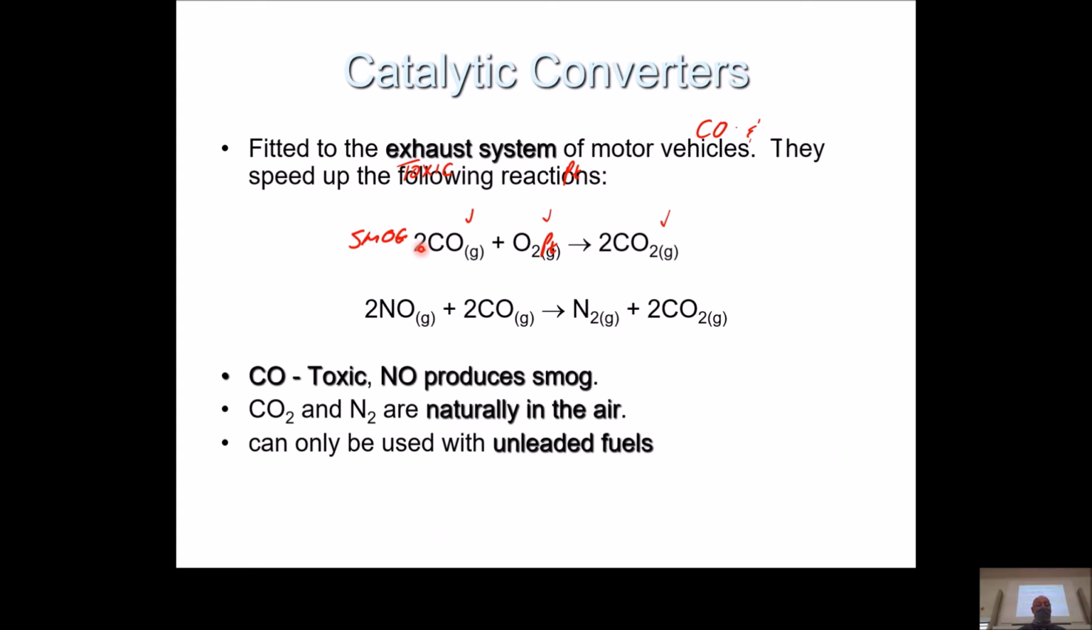Okay? So what they do in the exhaust system, it gets the carbon monoxide to react with oxygen to make carbon dioxide, which I know is a greenhouse gas, but it's less of a problem than carbon monoxide. Nitrogen monoxide is also produced in the car's engines, and that's also much more of a problem, it causes smog. So what the catalytic converter does is get the nitrogen monoxide to react with carbon monoxide to make nitrogen, which is not a problem at all, and carbon dioxide. And so it just cleans up the air.